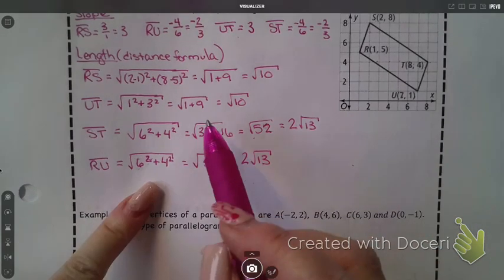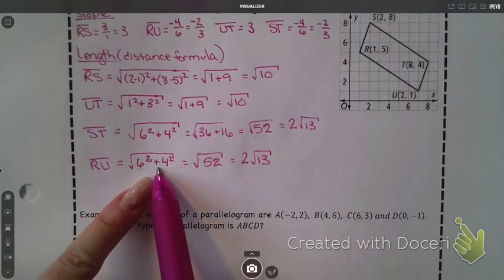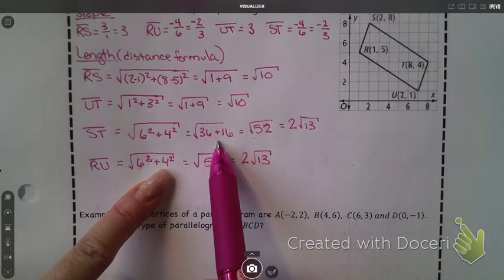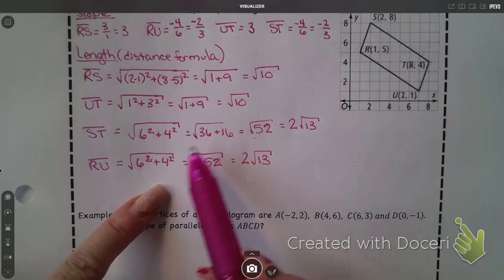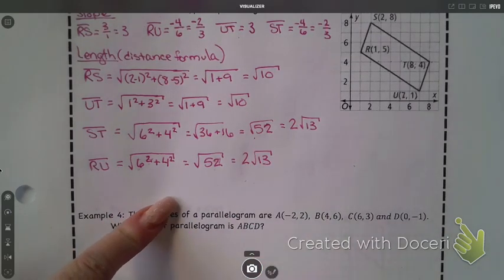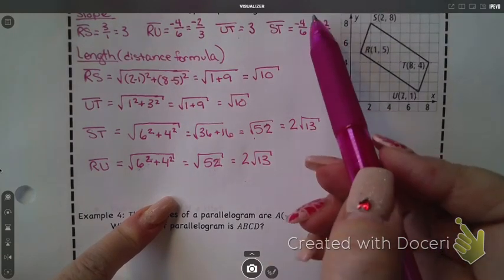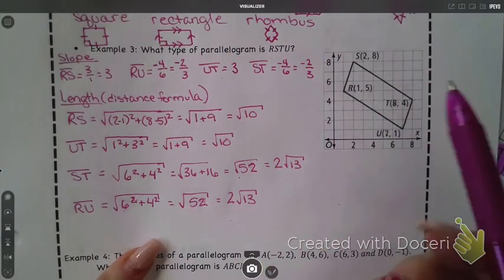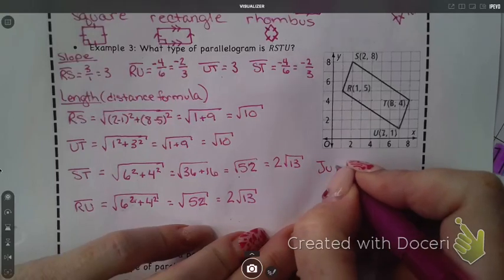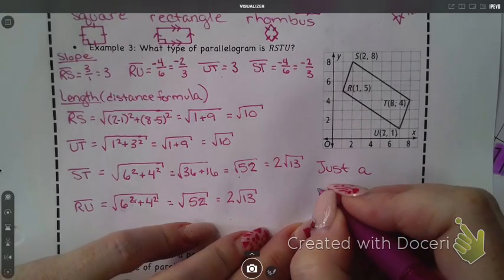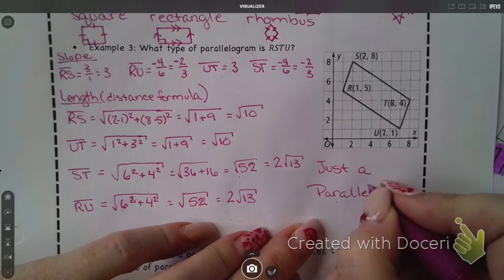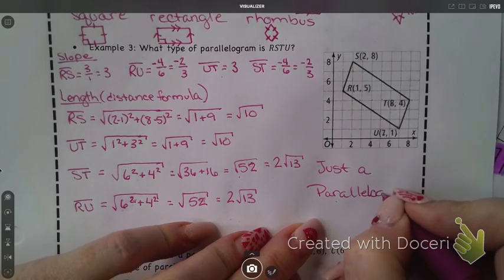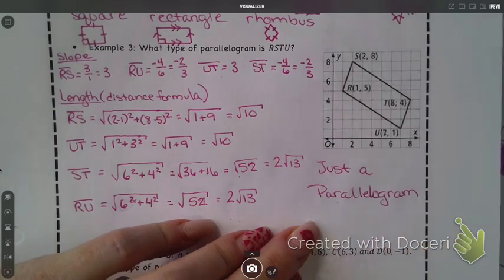Now, do you notice when I was doing my work, I got 6 squared plus 4 squared. Well, I didn't even do the second step, did I? Maybe I would have caught my mistake if I would have. But I'm doing the work. I don't need to keep repeating the same work, do I? Just set it up. So is this any special parallelogram? No, it's just a parallelogram.